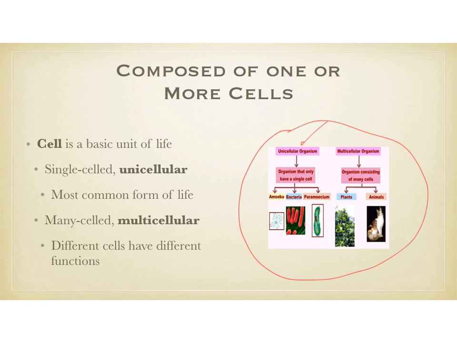Multicellular organisms are composed of many cells. This would be like plants, animals, and fungi. These things would all have many cells, and the cells within them would have specialized functions to help the organism survive.